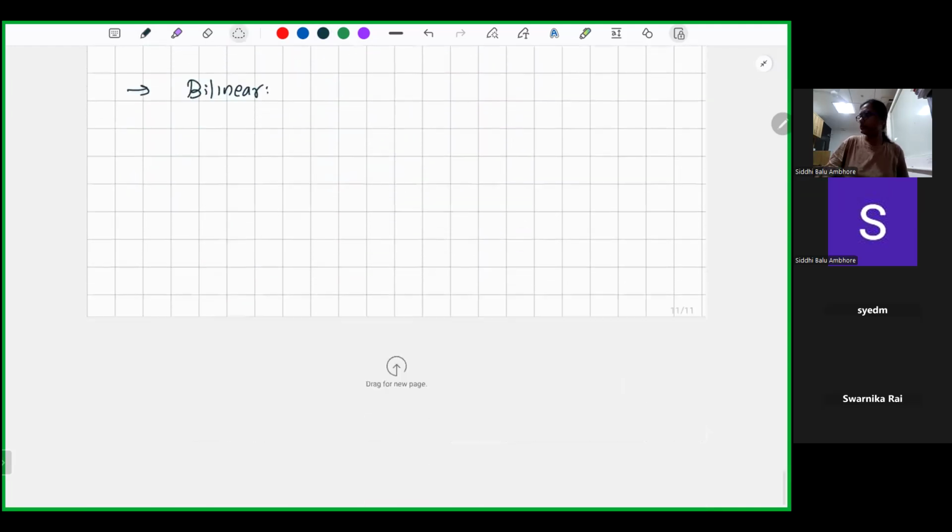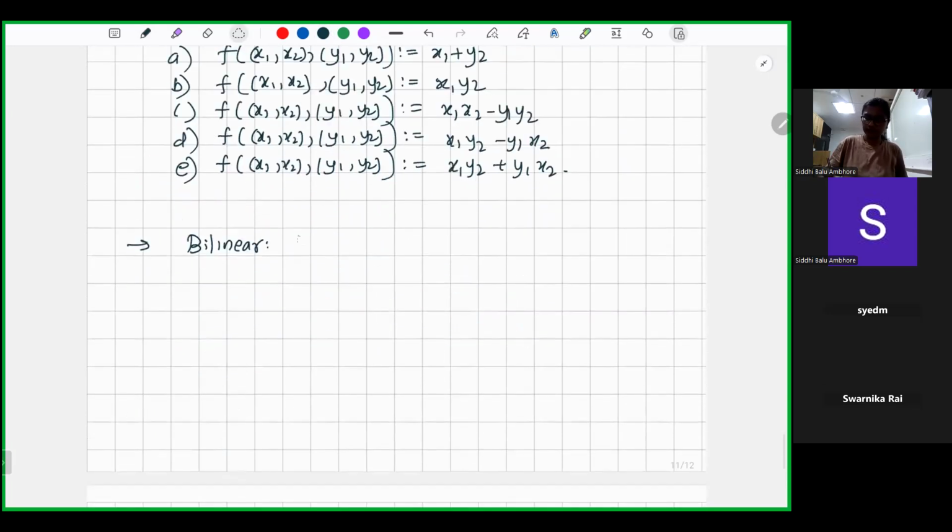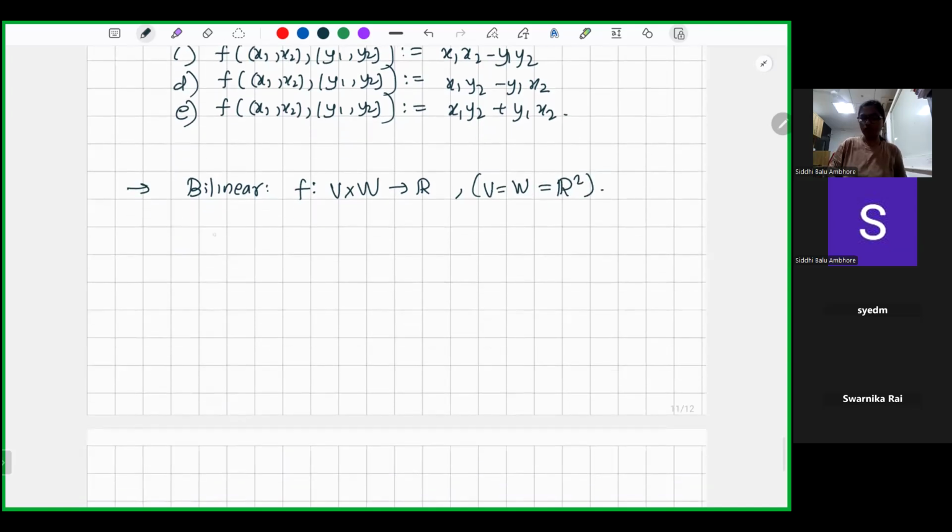Okay, and bilinear means, I hope you remember everything, that f is from V × W to R, here our V and W are R². Such that for all a, b in R. So when I'm writing this, I'm assuming V and W are vector spaces over R. So a, b are from R, and the vectors u, u dash are from V and v, v dash are from W.